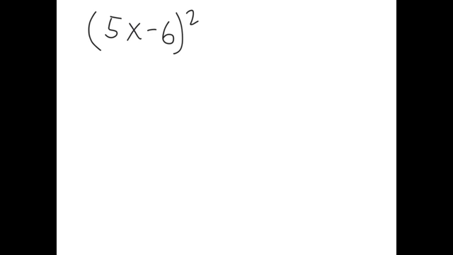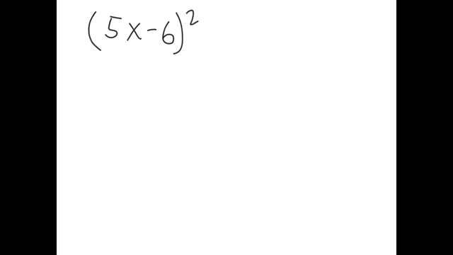Alright, the last thing that I want to talk about is what do you do when you have a polynomial squared? I know a lot of people that would look at that and just say, oh, well, 5x is being squared and 6 is being squared. So they would just call it 25x plus 36. It doesn't work like that. There's no property that allows that to happen.